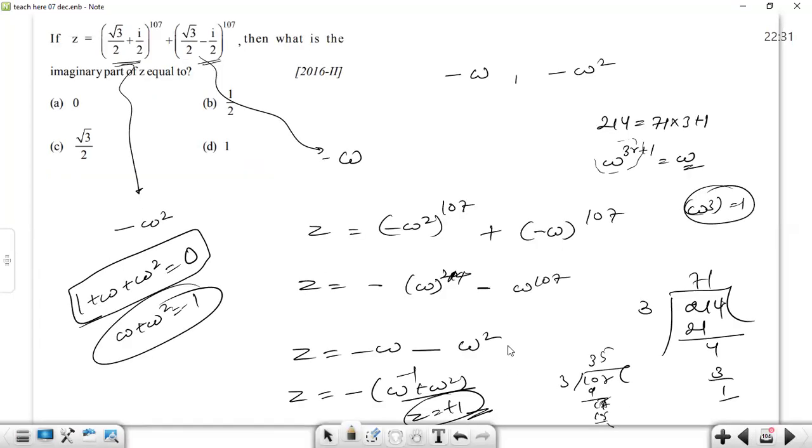So our complex number was z equal to 1, which is 1 plus 0 iota. So what is asked? What is the imaginary part of z? So the imaginary part of this is 0. So the answer should be A.